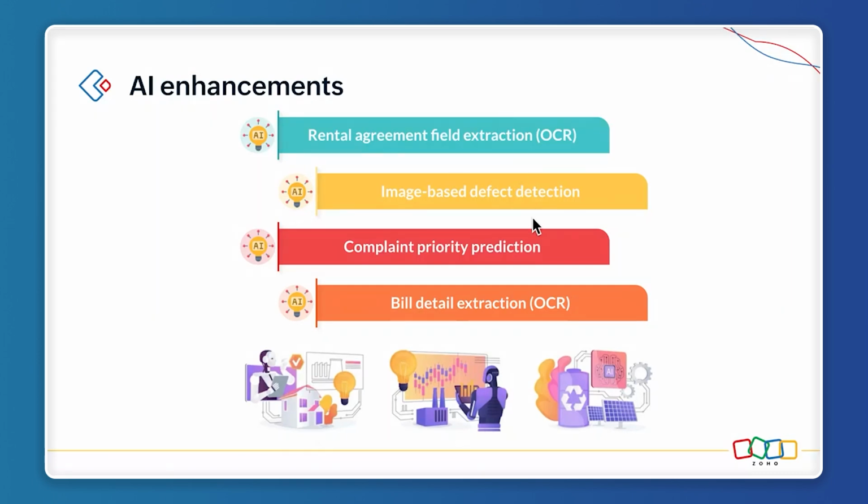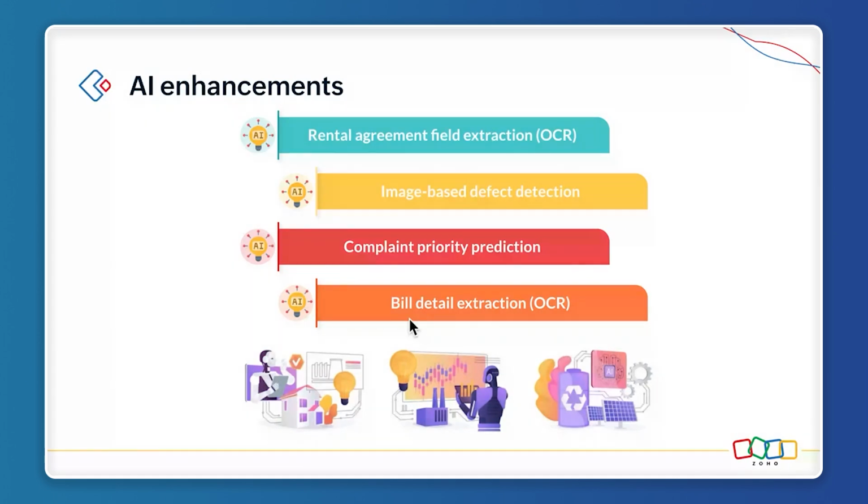So that is one. And along with that, we have another AI which will provide me the priority level of the complaint, right? If it is a high level, or a low level, or a medium level, this is something again the AI will help me to predict, right?